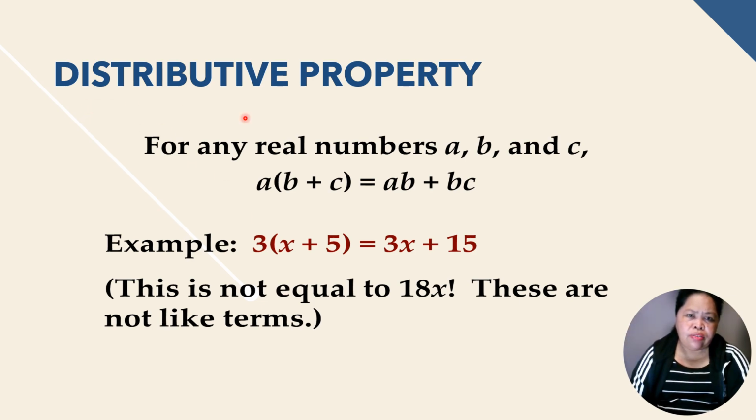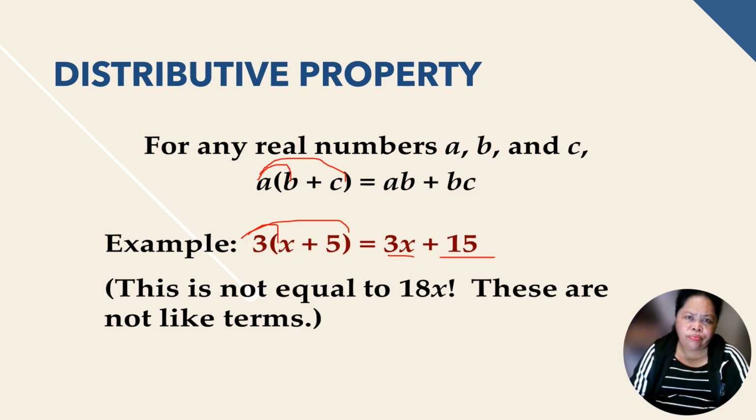Okay, so we have the distributive property. For any real numbers a, b, and c, a times b plus a times c, so we have ab plus ac. So for example, we have 3 times x is equal to 3x, 3 times 5 is equal to 15. So this is not equal to 18x. These are not like terms. Okay?